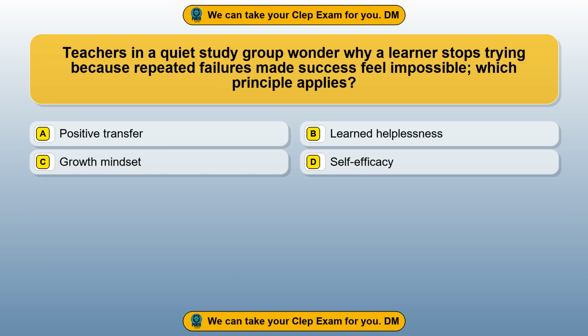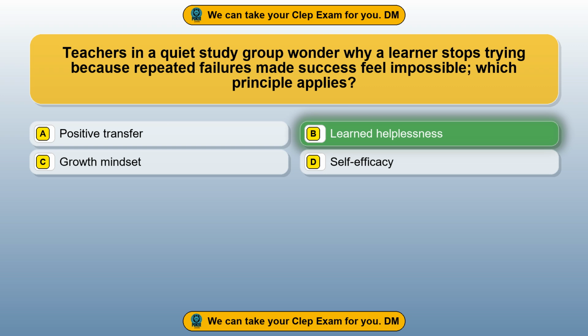Question 31. Teachers in a quiet study group wonder why a learner stops trying because repeated failures made success feel impossible. Which principle applies? Option A, positive transfer. Option B, learned helplessness. Option C, growth mindset. Option D, self-efficacy. The correct answer is option B.